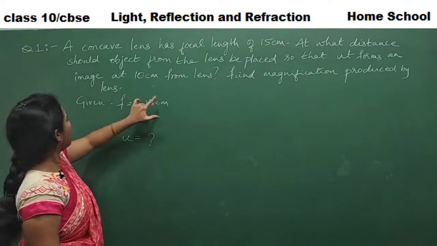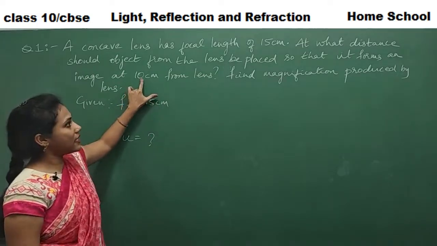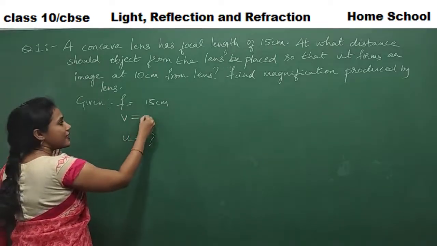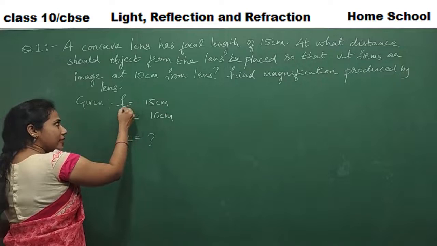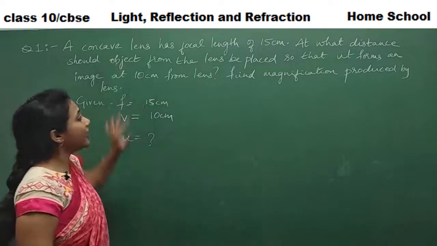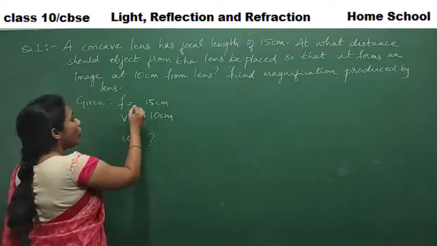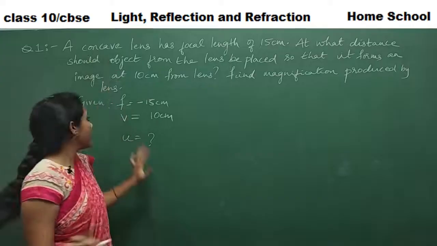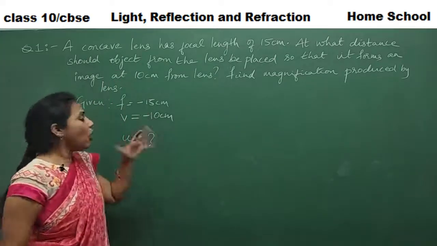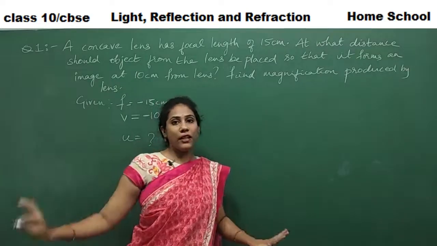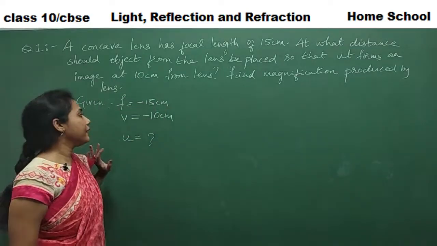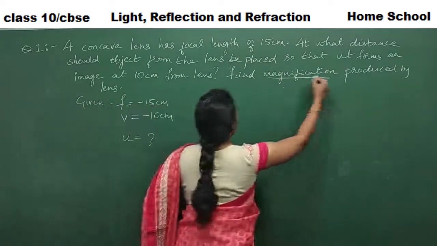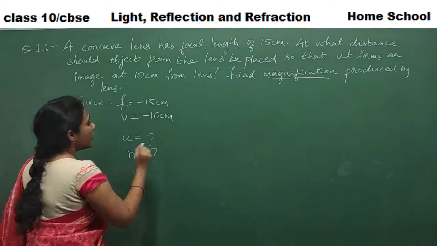And did they give you the v distance? v is nothing but image distance. See, it forms an image at 10 centimeter. So v is given, that is 10 centimeter. And now what is the sign of f in case of a concave lens? f is always negative. All three are always negative, right? This is what we studied in case of concave lens. v is also negative. u is always negative in case of convex as well as concave. So both are negative. What you have to find? u you should find. And also you should find the value of magnification. The m value also they are asking.